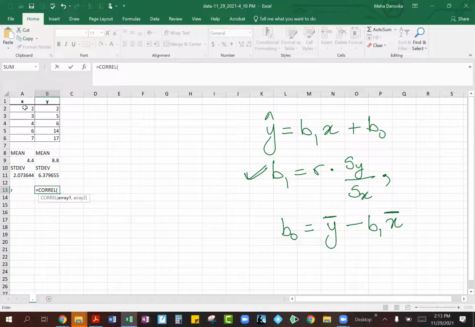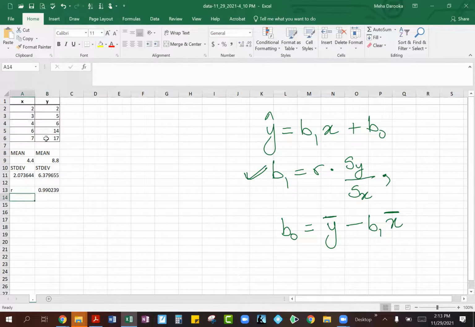So remember, for the first part, go ahead and select your x values, comma, then go ahead and select all of your y values. And you do have to select the entire column for the x and the y. So x values first, y values second, and that's it. That's your correlation coefficient. So we actually have all the components now, but now we need to calculate the B1 and the B0 value. So let's do that next.